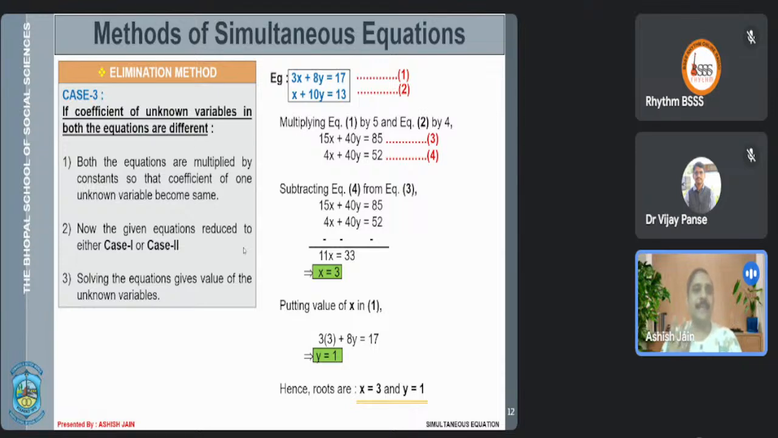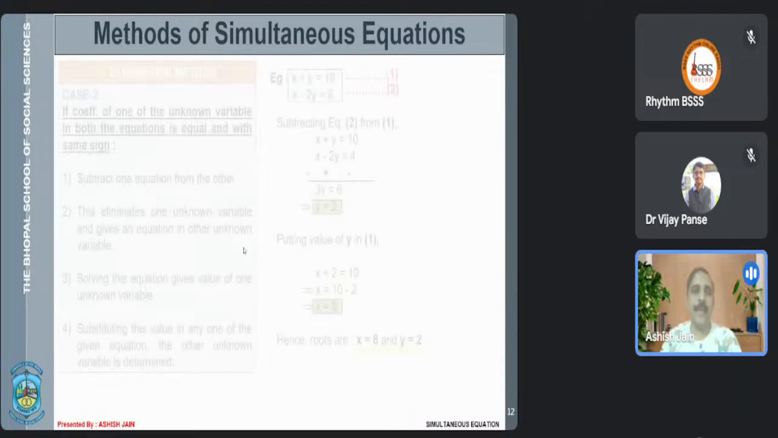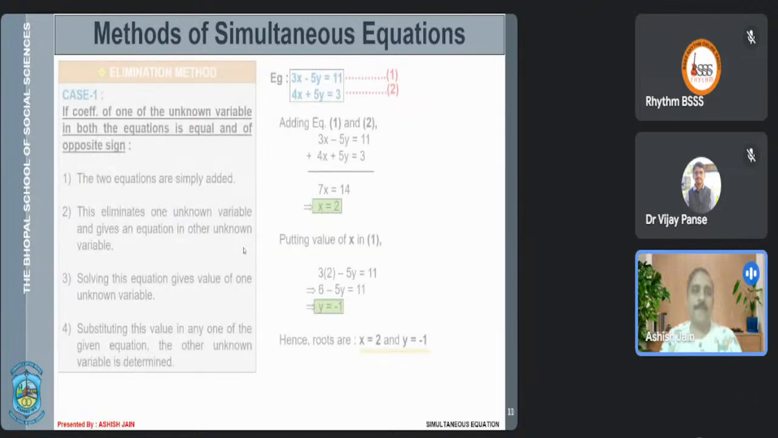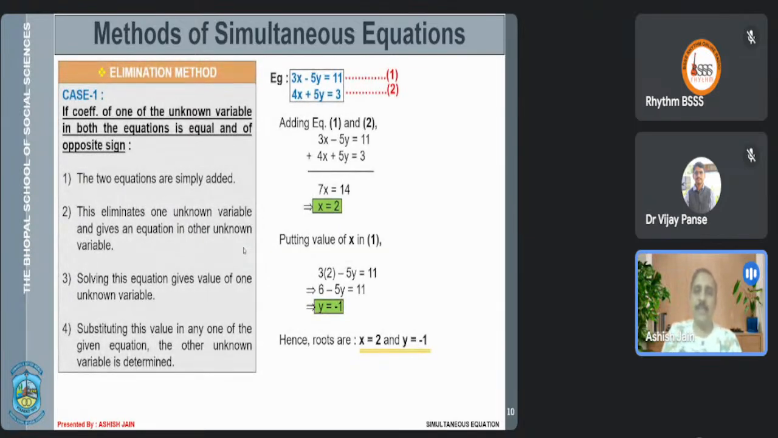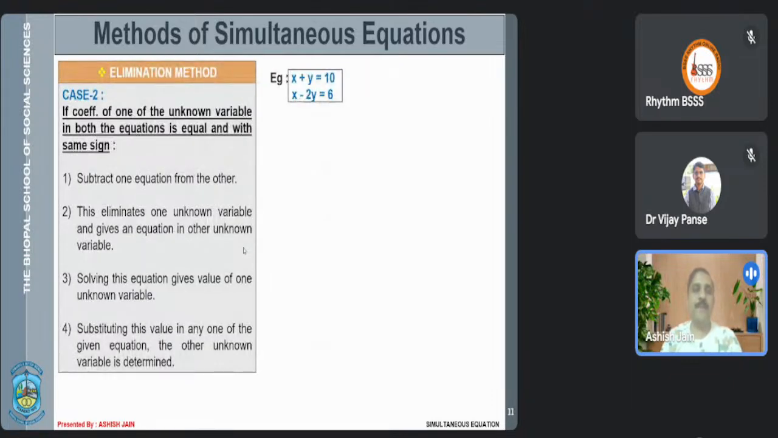Again, I'm repeating, it has 3 cases. This is case number 1. This case number 1 says that coefficient of one of the unknown variable in both the equations is equal and of opposite sign. See the example, same coefficient, opposite sign. How do we solve? We simply add the 2 equations. Then we have case number 2 in which we have same coefficient, same sign. So what we will do, instead of adding, we will subtract one equation from the other.